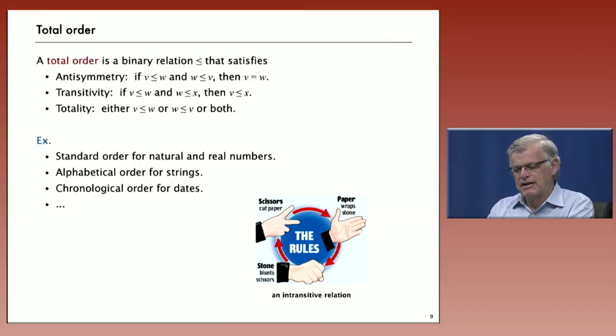And there are plenty of natural total orders in the types of data that we normally want to consider for sort keys, like integers or natural numbers or real numbers, or alphabetical order for strings, chronological order for dates or times, and so forth. The cartoon on the right shows that not all orders are necessarily total orders. So rock, paper, scissors is intransitive. If you know that v is less than w, and w is less than or equal to x, then you don't necessarily know that v is less than or equal to x.